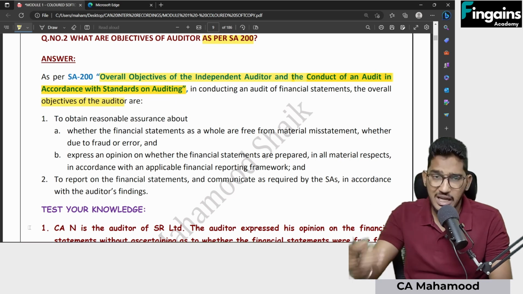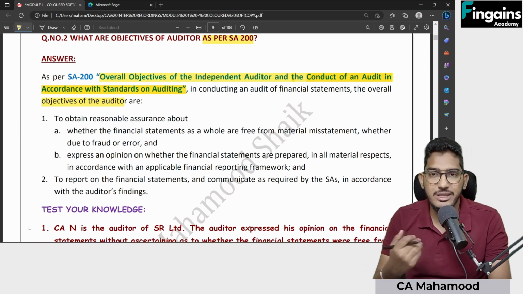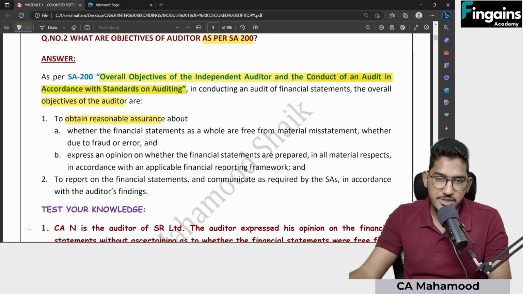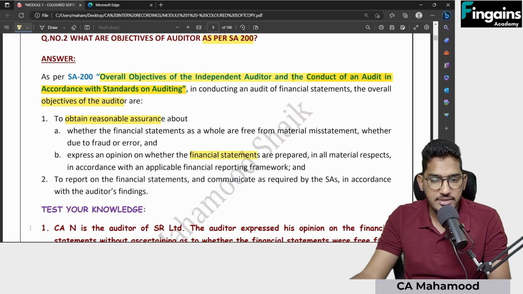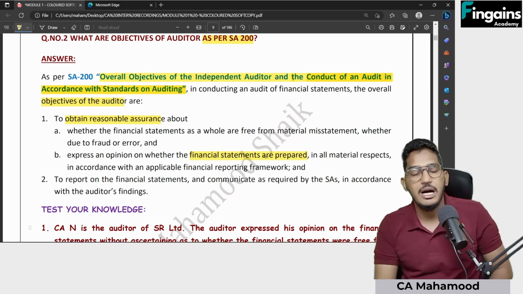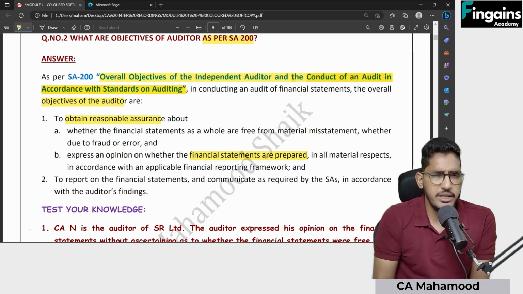So as per SA 200, the following are the objectives of the auditor. The following things the auditor should fulfill. What are they? Number one, to obtain reasonable assurance whether financial statements as a whole are free from material misstatements, whether due to fraud or error, and express an opinion on whether financial statements are prepared in all material respects in accordance with the applicable financial reporting framework.